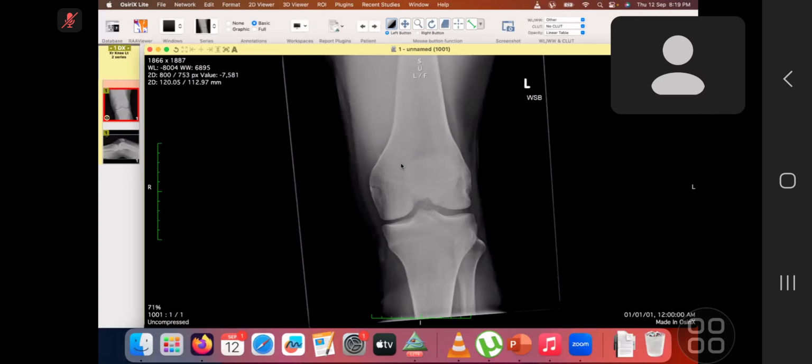Also, I see that there is a faint radiolucent lesion on the medial aspect of the medial femoral epicondyle. It may be representing an osteochondral lesion. I will review the history of the patient and convey the finding to the physician and ask for MRI to confirm my findings.